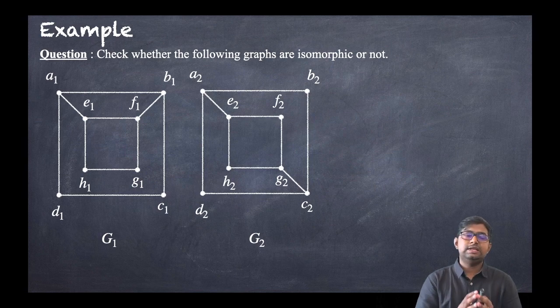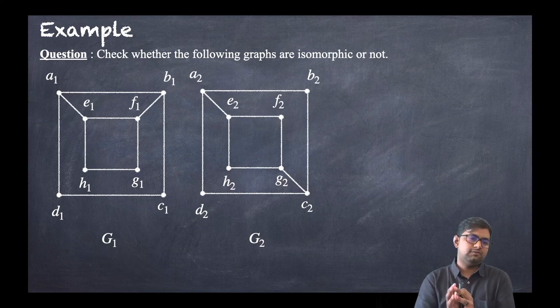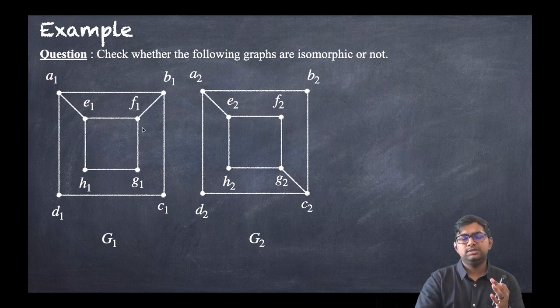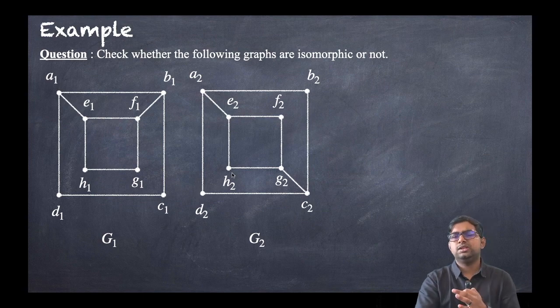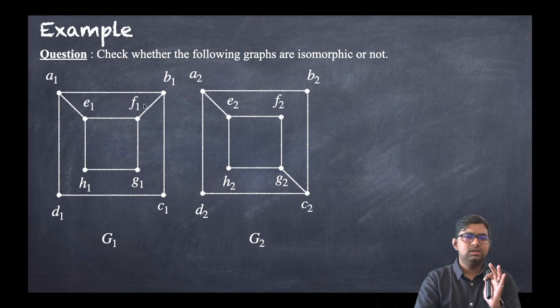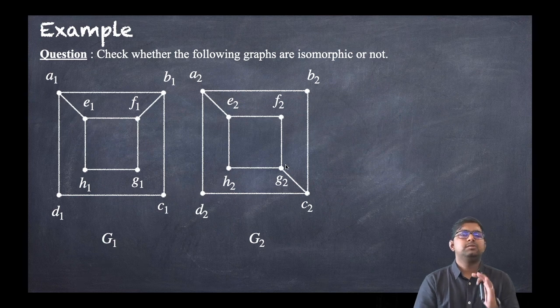Now as you can see, just by looking at these graphs, you can say that it is an isomorphic graph, but it is not an isomorphic graph. How? Just by looking at this, we have a total of 8 vertices. In the same manner, there are 8 vertices, and you can see that there is only one change. This F1 is shifted to this edge. So there is only a slight change, but still it won't be an isomorphic graph.